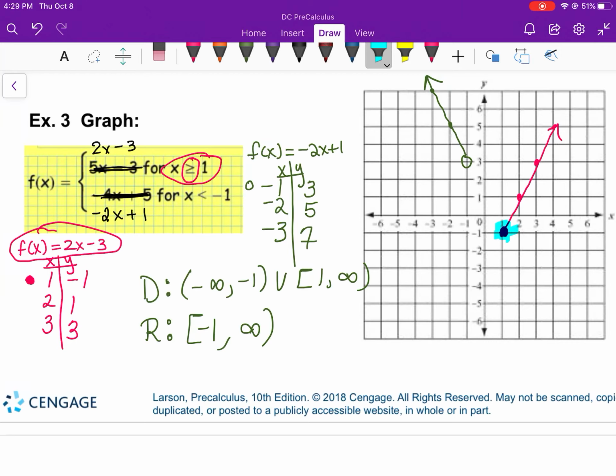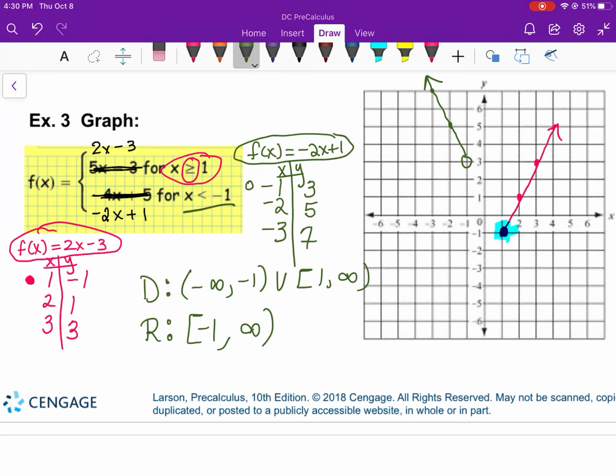There is 1, negative 1, and then I plotted all those ordered pairs. That is the pink ray that you see. For the other one, we took y equals negative 2x plus 1, and that one says x has to be less than negative 1. We decided that it would be better to start at negative 1 and do an open hole. That way we could get all the x values in that are between negative 2 and negative 1.